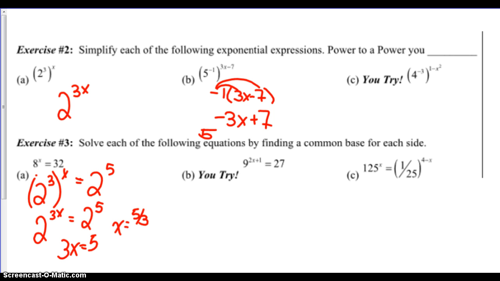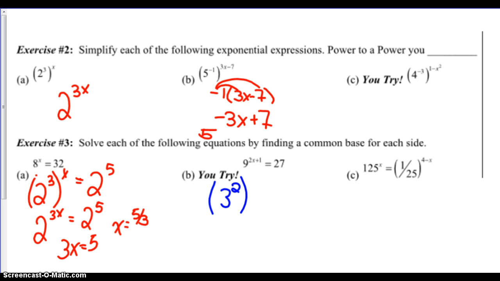Looking at the next one, you're dealing with 9. So you're going to go menu, number, factor. Factoring the 9, 3 squared. Factoring the 27, 3 cubed. So 3 squared. Oh, this is the one you're supposed to do. Well, I'll leave you there. And then we'll come over here.